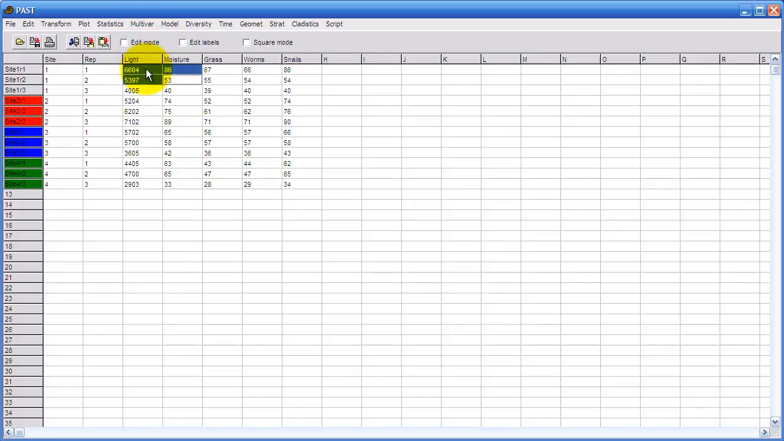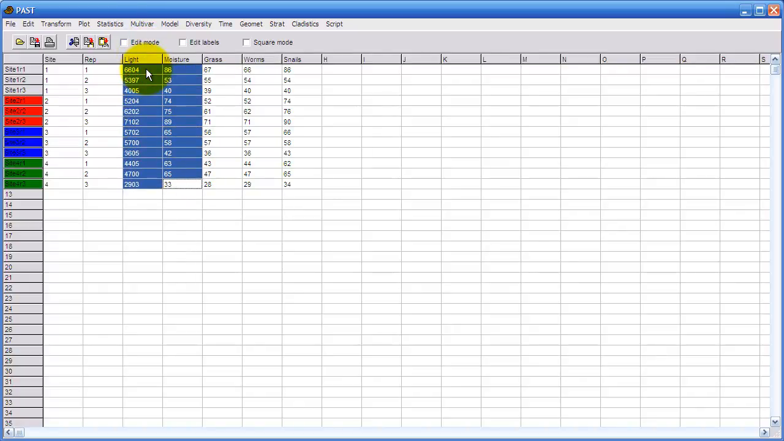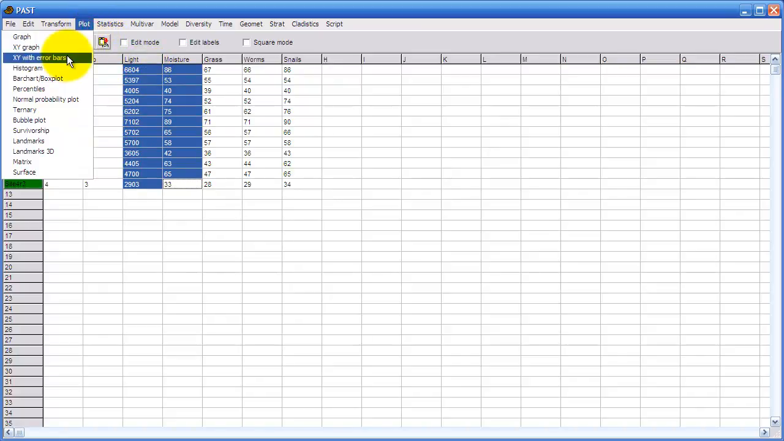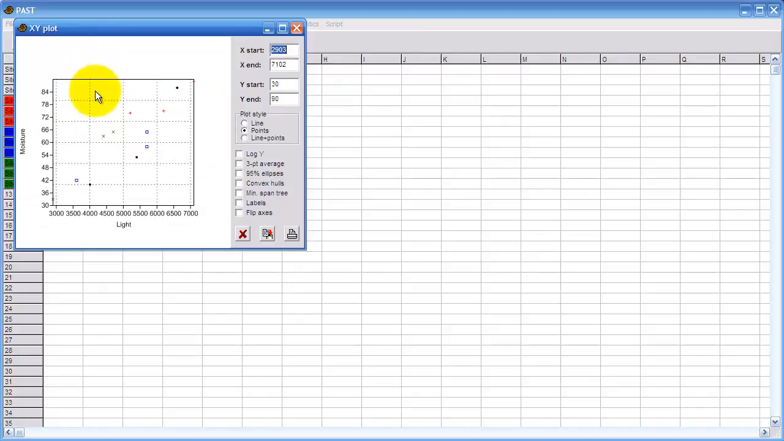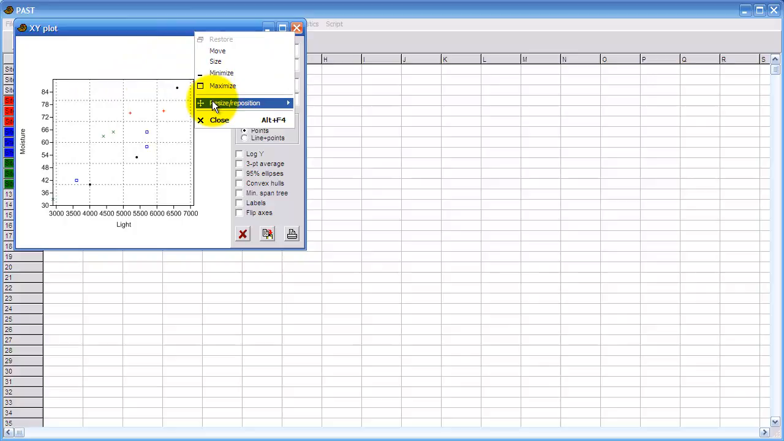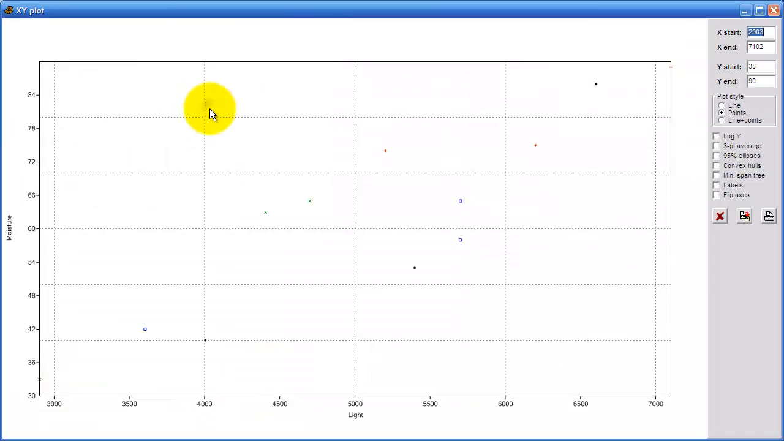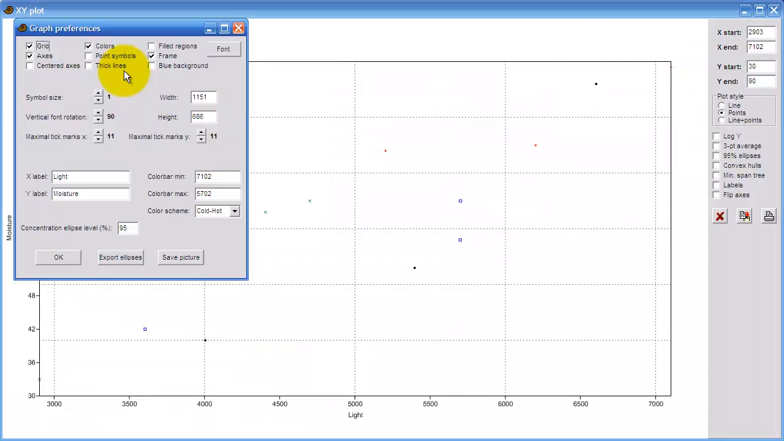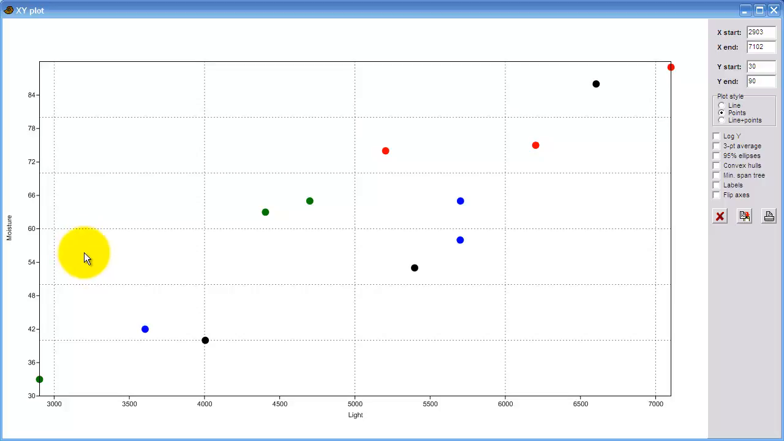So I can go, for instance, light and moisture, and this time I won't bother fiddling with the graph to make it prettier, but I will make it larger so you can see it more clearly. I need to make the symbols bigger, so I may as well. Okay, and we can see a similar sort of pattern here when we're looking at the relationship between moisture and light. For instance, green, blue, black, green, green, and the three reds are up the other side.